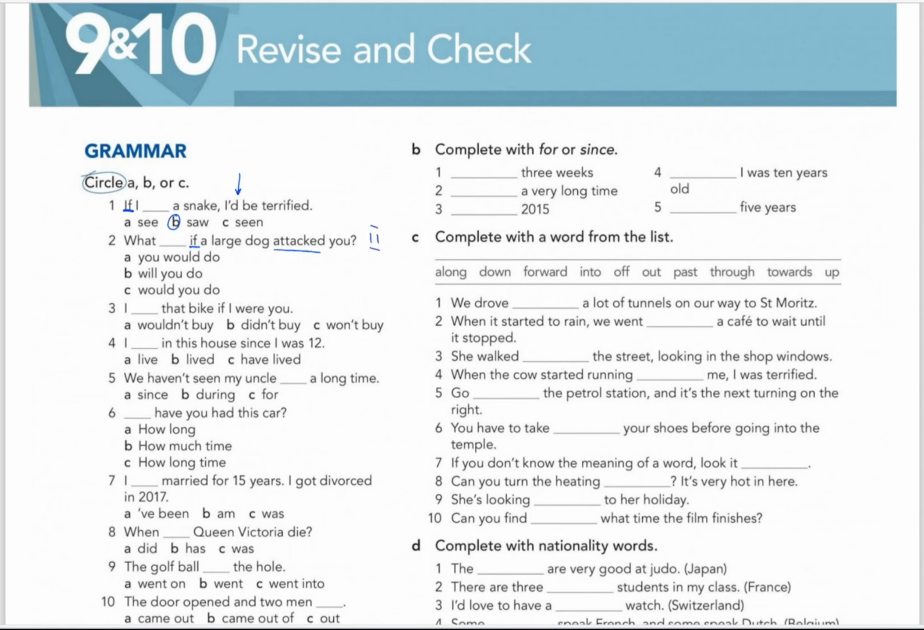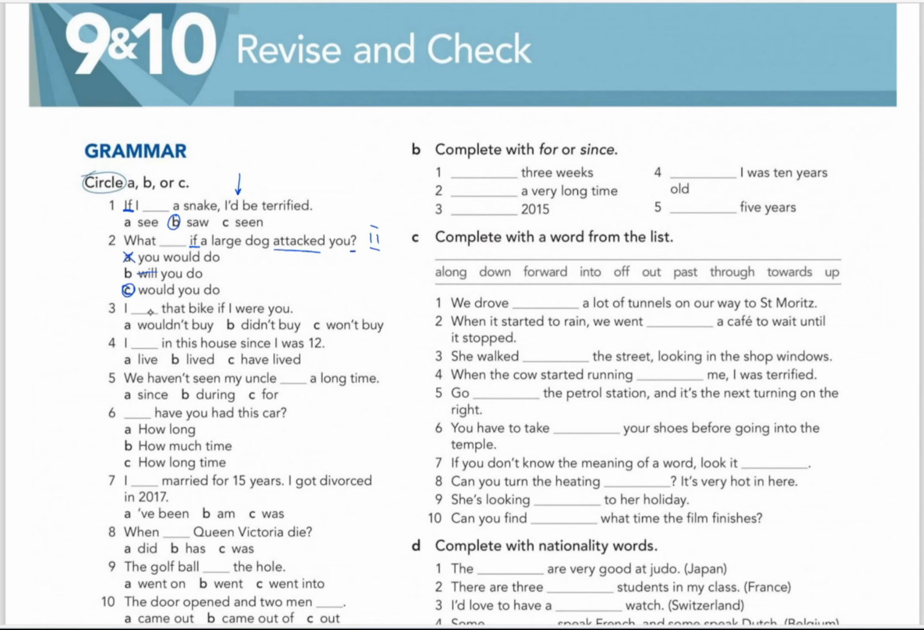And in the second conditional, the main part, we should use would or wouldn't plus infinitive. So, what would you do will be the right answer, guys. C is the answer. What would you do if a large dog attacked you? We don't say will for the second conditional. A, you would do. This is a positive structure, but obviously we are using a question structure here. So, A also is not acceptable for us.